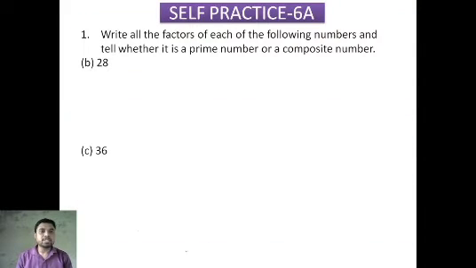Okay, now come to the exercise. Write all the factors of each of the following numbers and tell whether it is a prime number or a composite number. Here it is asking for 28. That means we have to find the numbers by which you can divide 28. So we will do it in this way. Count the table, that means by which number's table you will get 28. Look, 1 into 28. Okay, 2 into 14. By 3 can you divide 28? By 3 no. By 4 yes, 4 sevens are 28.